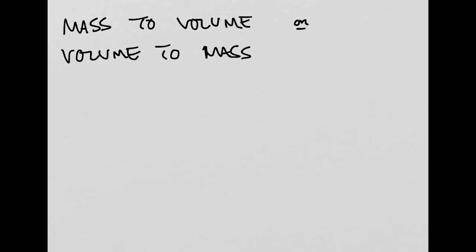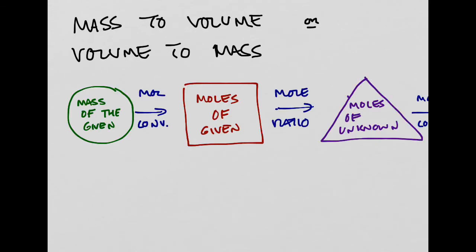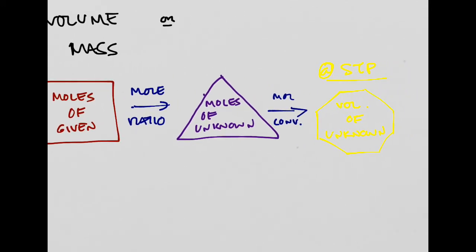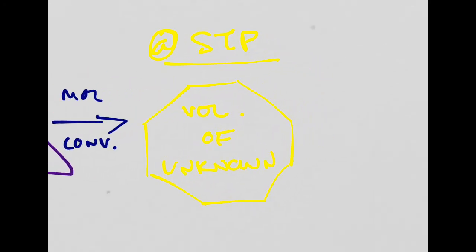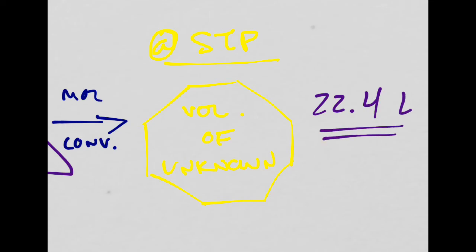And this too, I'm going to put together a little scheme to help you see where we're going with this, just like I did with the mass to mass. You can see it's almost identical. We start off with the mass, go through moles, mole ratio, and then the only difference is at the end, you're taking into account that this is happening at STP, and you're talking about gases. We all know that 1 mole of a gas at STP, regardless of the gas, is always going to occupy 22.4 liters of that gas.